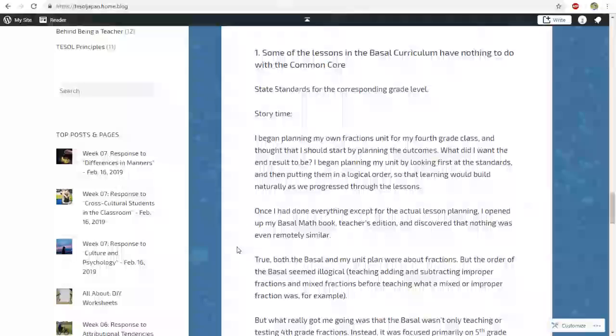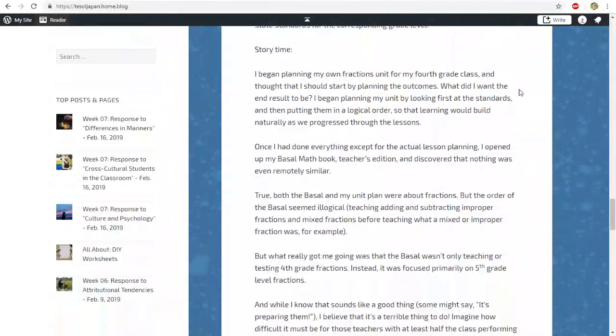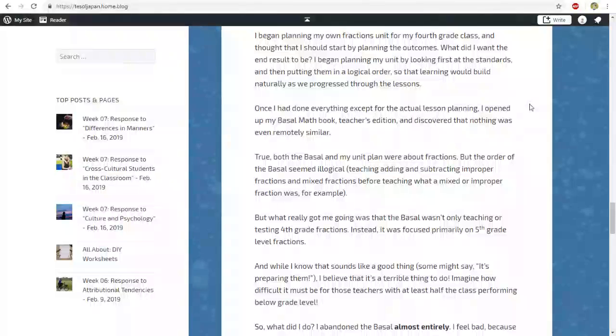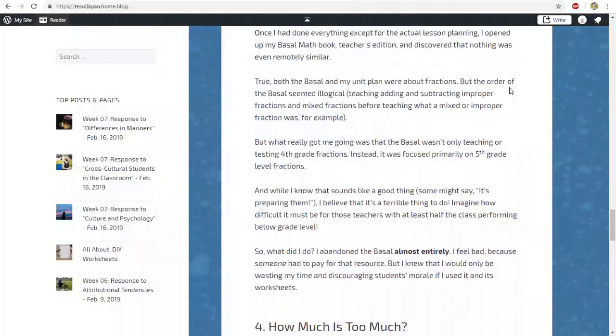So first, some of the lessons in the Basil curriculum have actually nothing to do with the Common Core state standards for my grade level. So here's a story. That fractions lesson came from a fractions unit that I was planning for my 4th grade class. And I looked at the standards first. What did I want the result to be? And I started planning my unit by looking at those standards and then putting them in a logical order so that the learning would build and scaffold as we progressed. And I put everything together, and then I opened my Basil math book.